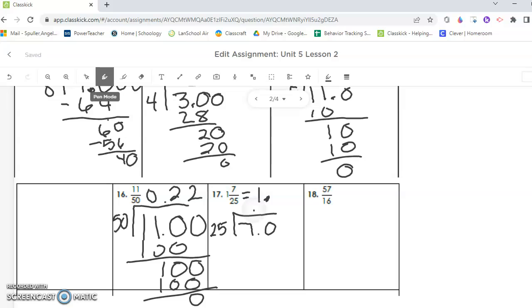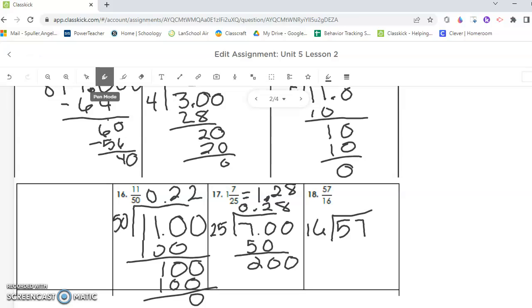Now remember this one, we automatically put the 1 in front of the decimal because it's a mixed number. Now let's find out what 7 divided by 25 is. Put a decimal and a 0. Can't go in there, but it can go in here 2 times. That's 50. That's going to give me 20. Add another 0. I can go in there 8, so it's 1 and 28 hundredths. Okay. Last one, 57 divided by 16. Okay, 16 can go in there. 2 would be 32. I think that'll be 3 times. 3 times 6 is 18. Carry the 1. 48. That's going to give me 9 left over.